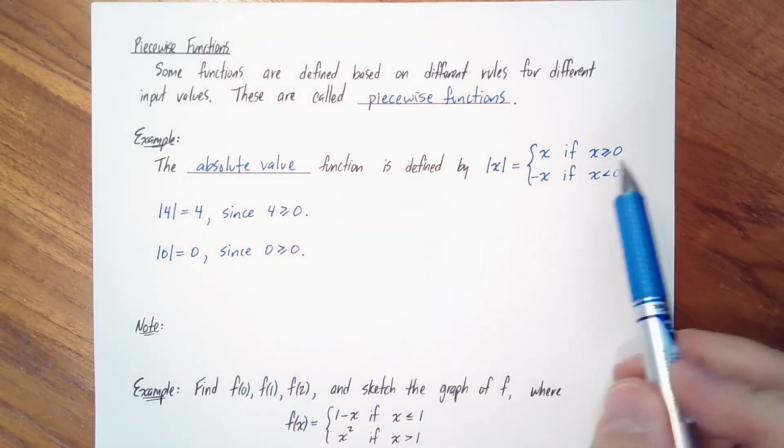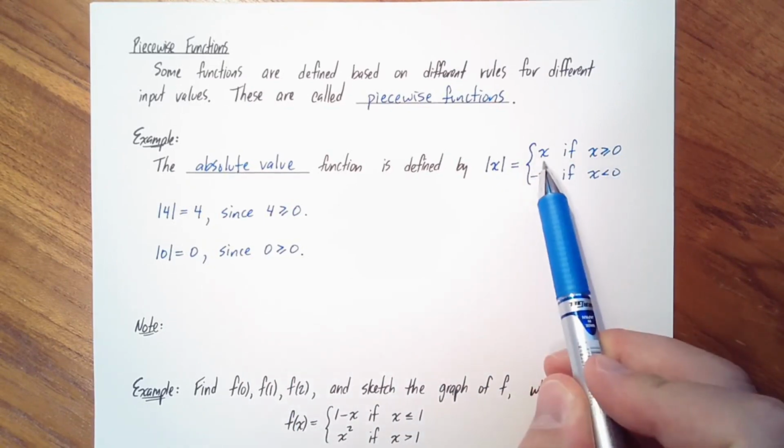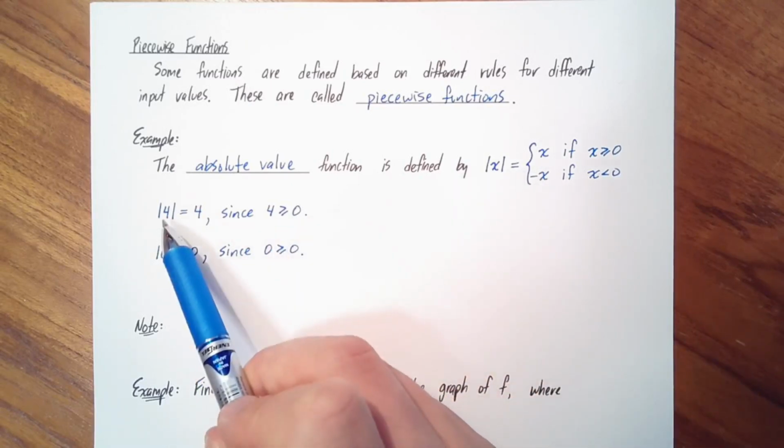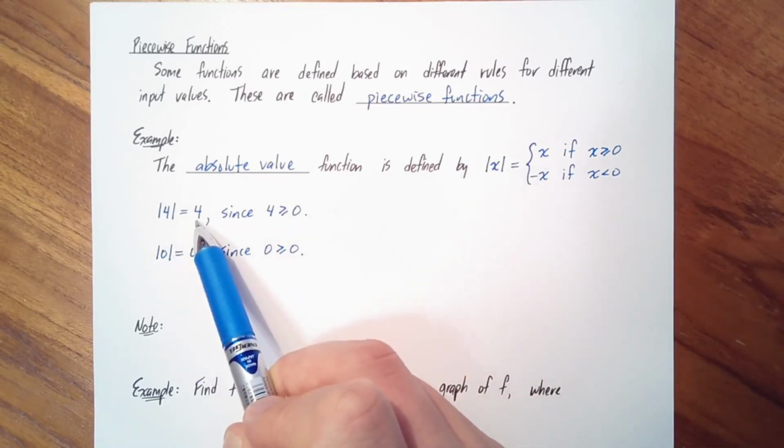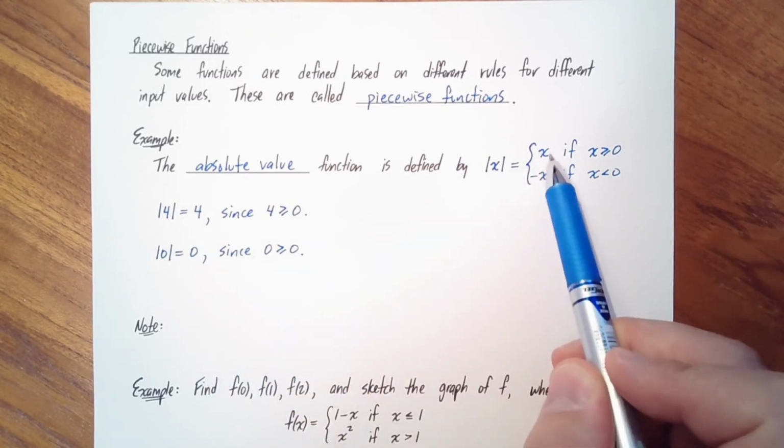So both times it was the top condition that was true. So both times we used this rule to compute the output value. In both cases, the output was exactly what x was. In this case, x was 4, so the output was 4. In this case, the input was 0, so the output was 0, because we were using this rule.